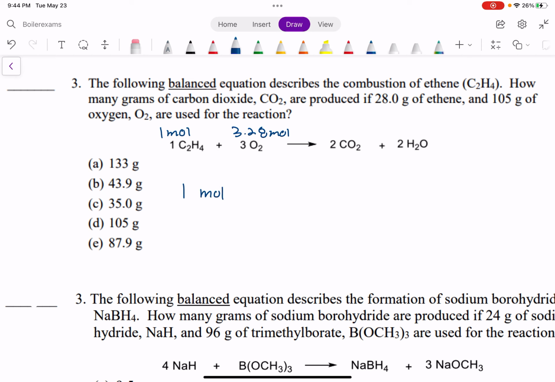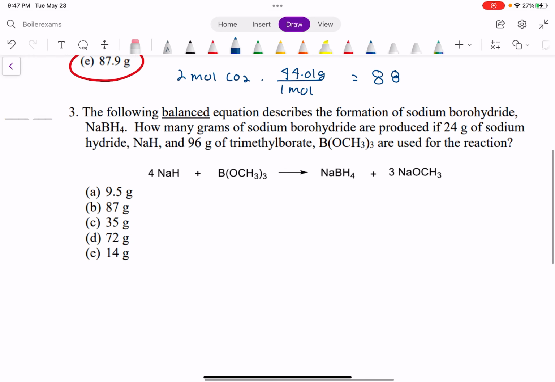Okay. Second problem. Also problem 3. And it's also almost exactly the same. So here we go. The following equation describes the formation of sodium borohydride. How many grams of sodium borohydride are produced if 24 grams of sodium hydride and 96 grams of this are used? 96 grams of that. And they want to know how much sodium borohydride we're making, which is this.